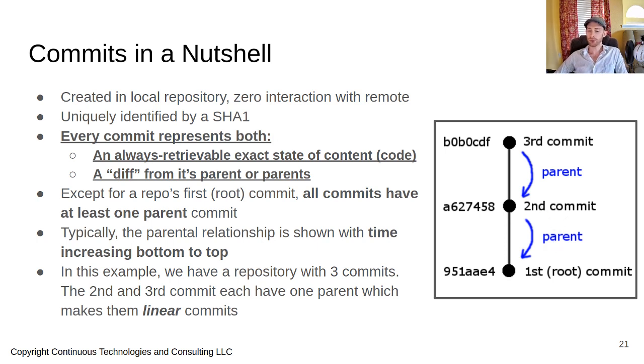Like I said before, except for the first commit, all commits have at least one parent commit, and typically the parental relationship is shown with time increasing bottom to top. So newer commits are on the top, older commits are on the bottom. And in this example on the right, since every single commit has one parent, we call these linear commits.